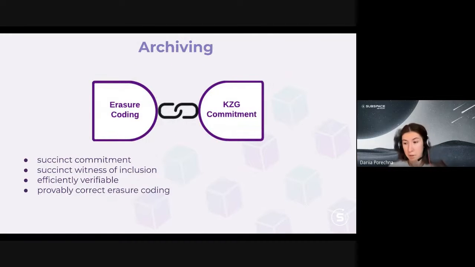The main pillars under their new archiving protocol are the KZG commitments, of course, and erasure coding by polynomial oversampling. The synergy between these two things is what allows us to have succinct commitments to the data of arbitrary size, succinct witnesses of inclusion that are efficiently verifiable, and that allow us to prove correct erasure coding.